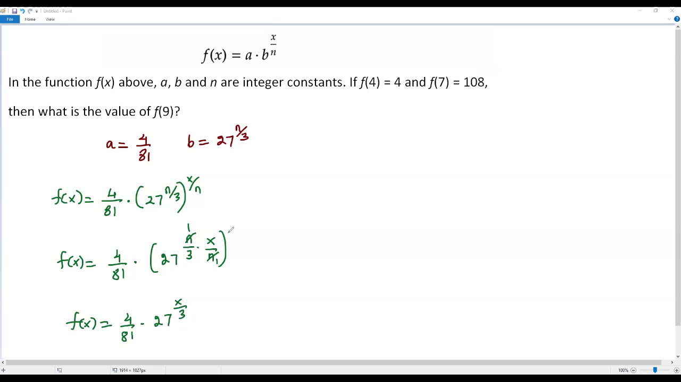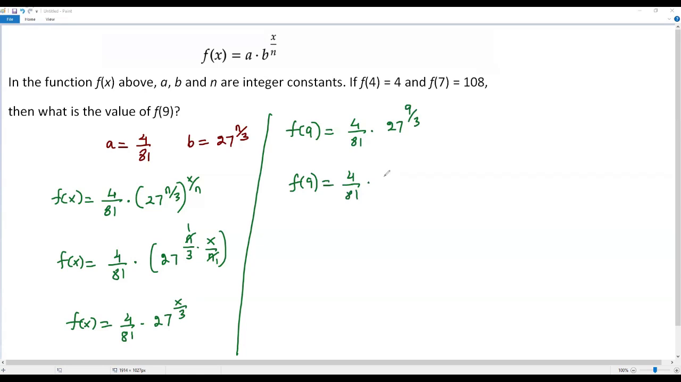Now what we can do is plug in this 9 for x over here to get the value of f of 9. Let me do it. Let me plug in 9 for x, and we get f of 9 equals 4 over 81 times 27 to the power of 9 over 3. Then we get f of 9 equals 4 over 81 times 27 to the power of, so 3 goes into 3 one time and 3 goes into 9 3 times. We get 27 to the third power.